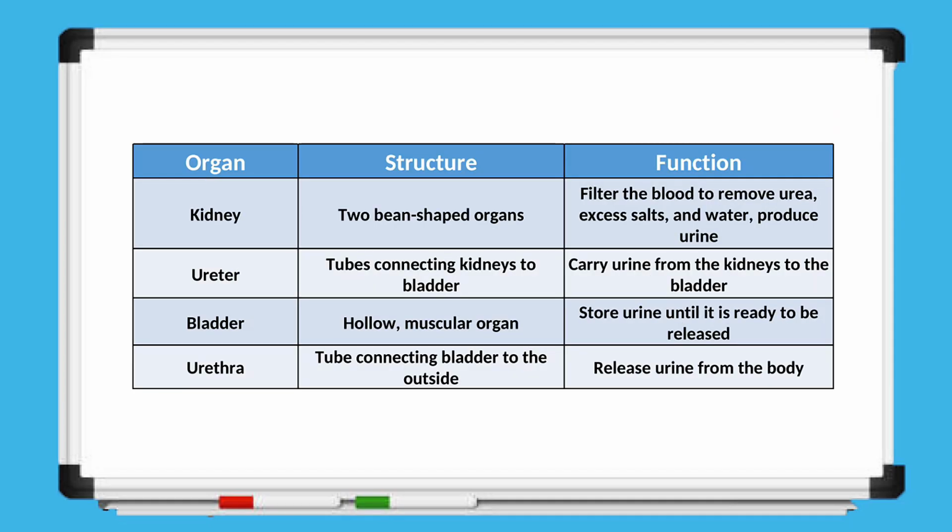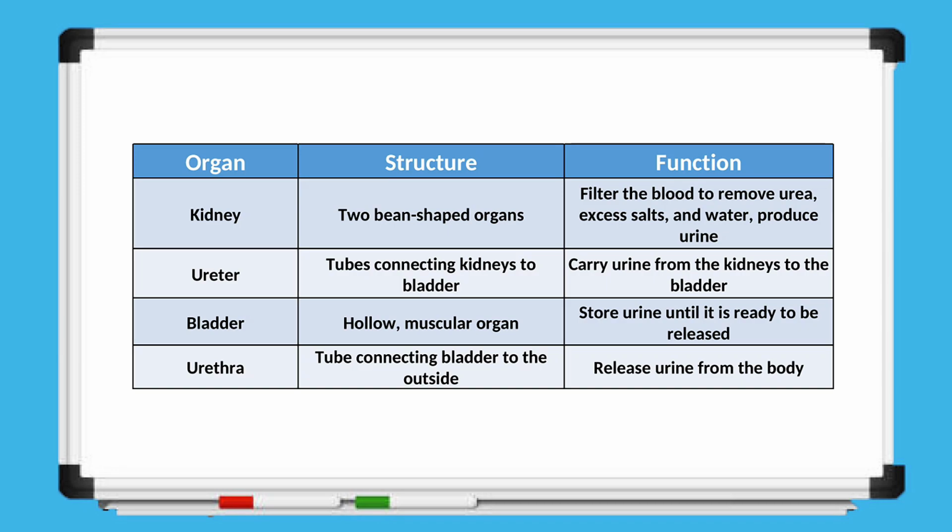It gives us a clear overview of each organ of the urinary system, along with its structure and function. The kidneys are two bean-shaped organs whose main job is to filter the blood. They remove urea, excess salts, and extra water, and in this way, they produce urine. The ureters are tubes that connect the kidneys to the bladder. Their function is to carry urine from the kidneys down to the bladder.